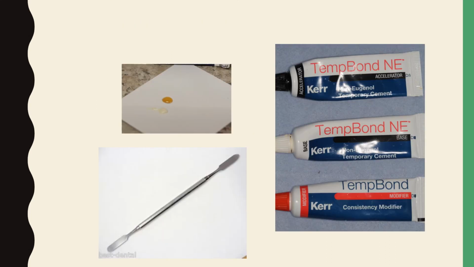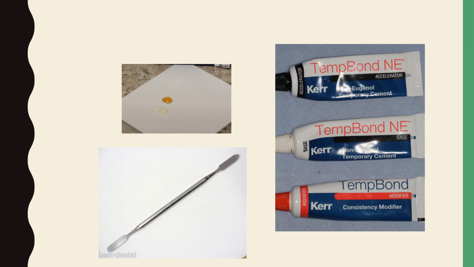The most commonly used brand for temporary cementation is Temp Bond. It's available with or without eugenol. In this photograph, you can see the Temp Bond NE, where NE stands for non-eugenol. It's available as a two-paste system. One is an accelerator and the other is a base. We would mix one drop of each using a cement spatula on a glass slab or a pad.